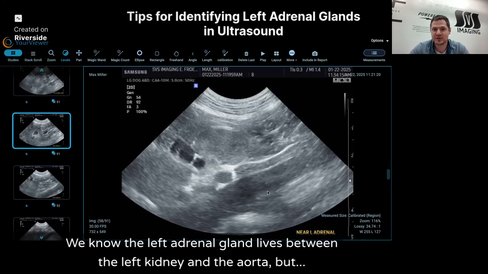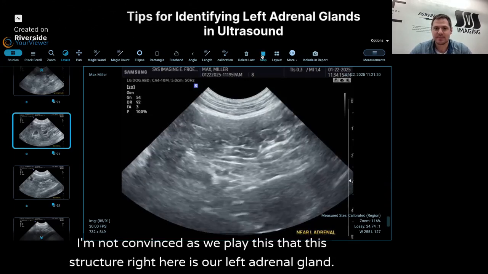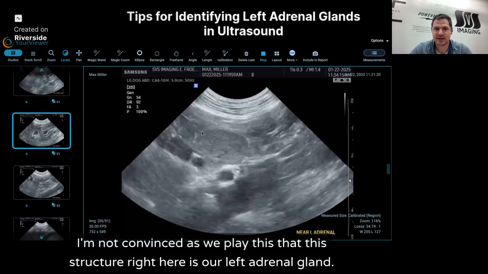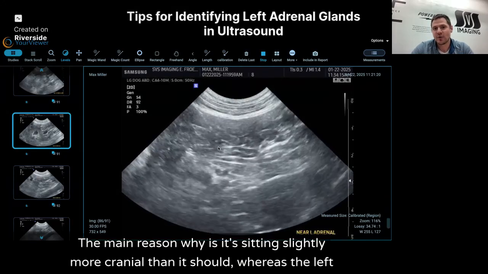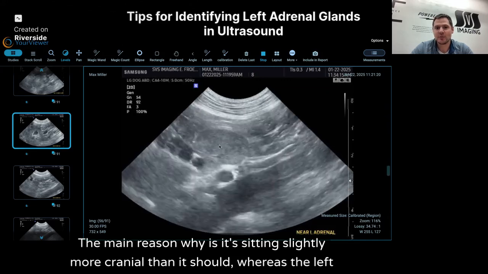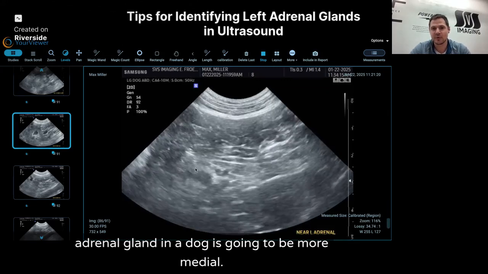We know the left adrenal gland lives between the left kidney and the aorta, but I'm not convinced as we play this that this structure right here is our left adrenal gland, okay? The main reason why is it's sitting slightly more cranial than it should, whereas the left adrenal gland in a dog is going to be more medial.